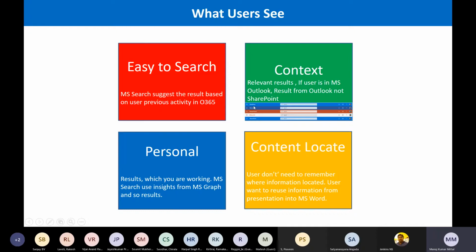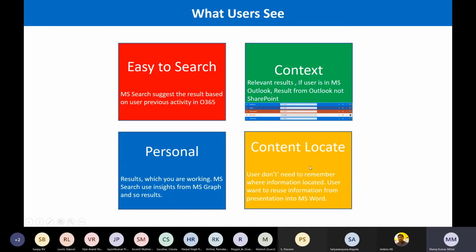Context: if you see the small pictures here, whether we are in Outlook, Word, PowerPoint, Office 365 or SharePoint, we give a consistent and relevant experience as well as contextual information about the context in which we are searching. Personalized: it uses the Microsoft Graph in the backend, so what I am searching, the documents I am working on, get priority, along with what my peers are interacting with or interacting with me. Those become the personal signals here.